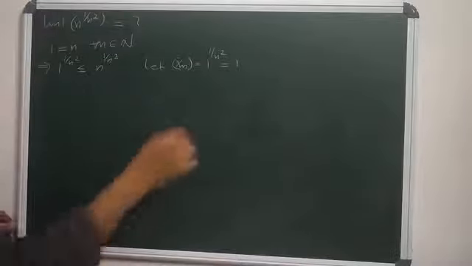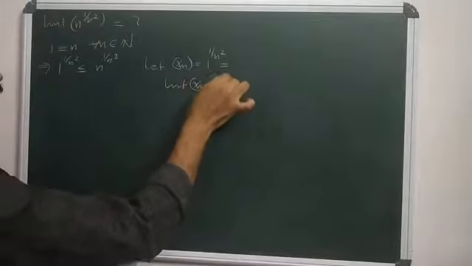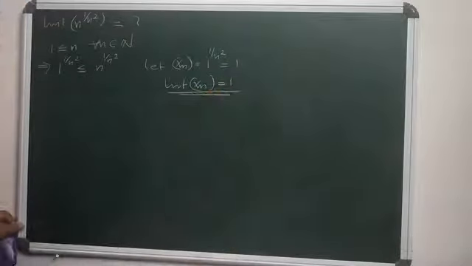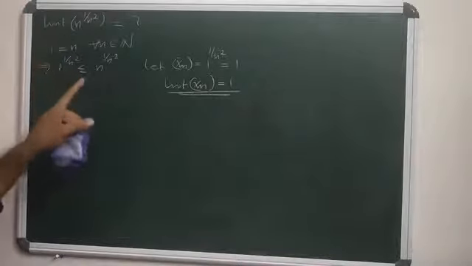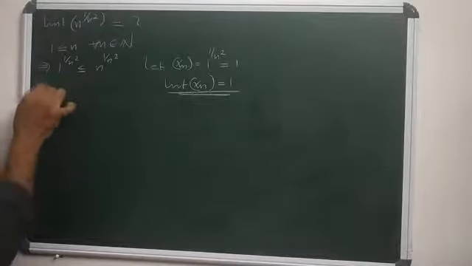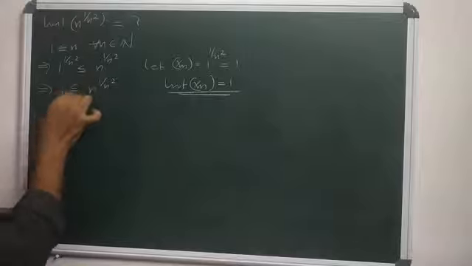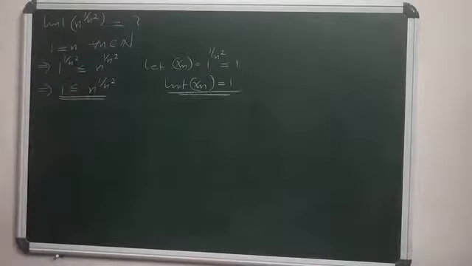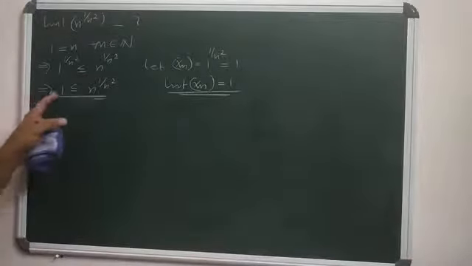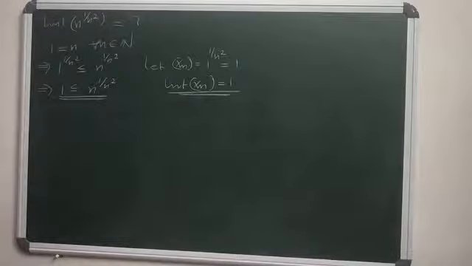So what is the limit of xn? Limit xn equals limit of 1, that is 1 itself. So we have 1 less than or equals n to the power 1 by n square. So choose this 1 as sequence xn, and the limit of xn is 1. Agreed.